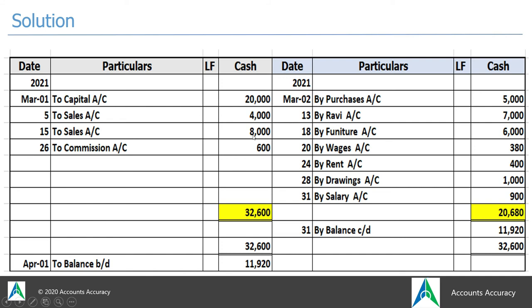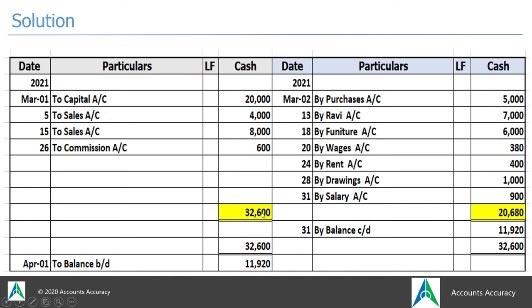As all the posting of all the transactions have been done here, let's do the totaling of both sides. Here 20,000 plus 4,000 plus 8,000 plus 600 is 32,600. This is the total value of all these amounts. Again at the credit side also 5,000 plus 7,000 plus 6,000 plus 380 plus 400 plus 1,000 plus 900 is 20,680. So what we are noticing is that debit side total is more than the credit side total. This we will do in rough. You are not supposed to write it down, but it should be done roughly.